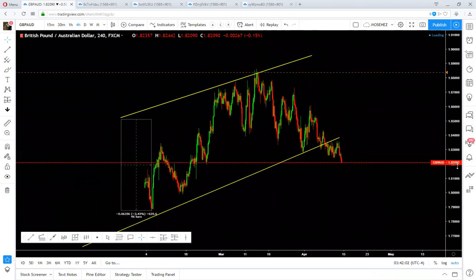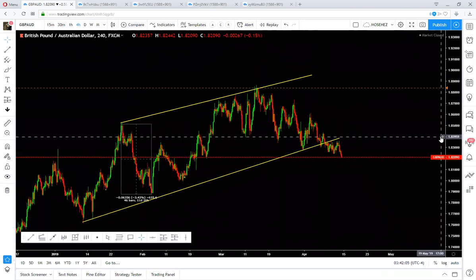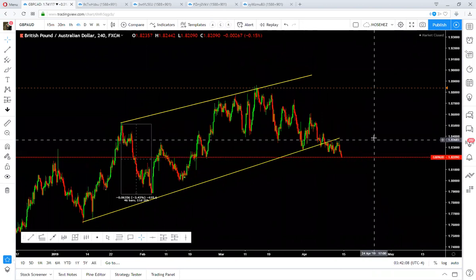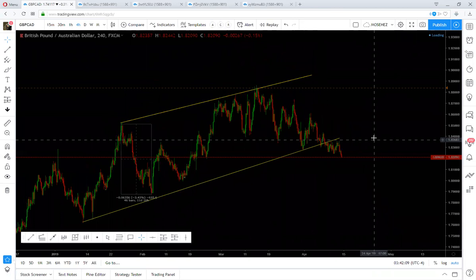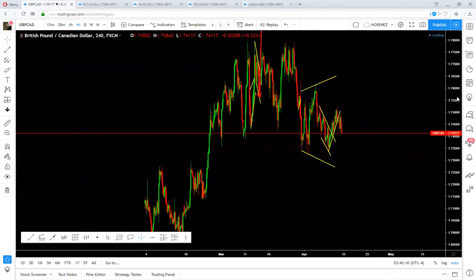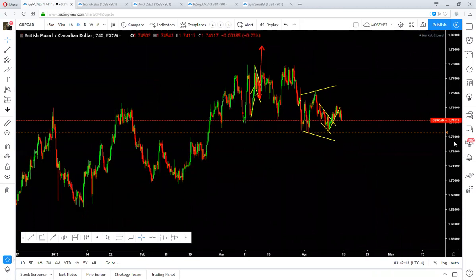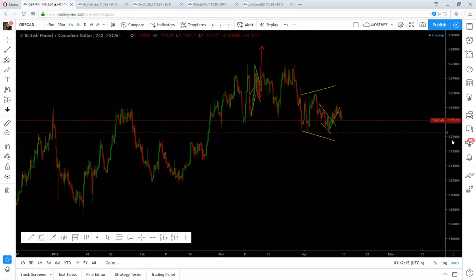So this is also a good pair. You can just look for corrections and continue selling.